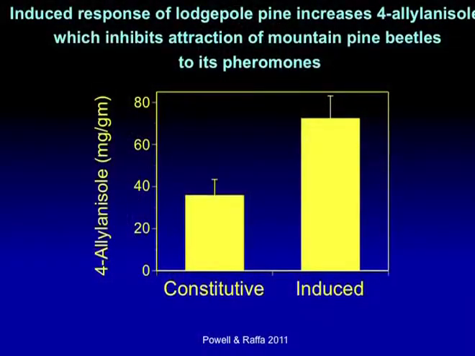During those inducible responses I referred to, we see a doubling in the amount of a compound called 4-allylanisole, and this is a compound that inhibits the response of the flying mountain pine beetles to the attractive signal being emitted by that first mountain pine beetle. So when you see something like this, you wonder how is it the beetle can ever survive.